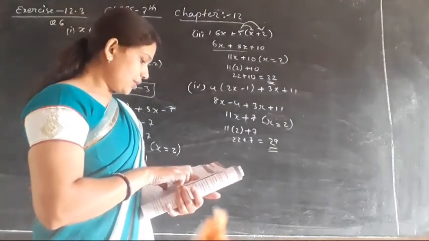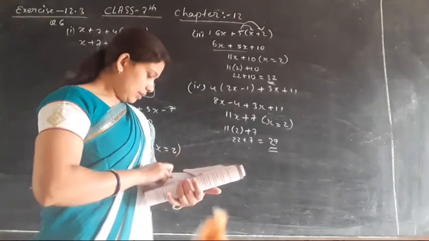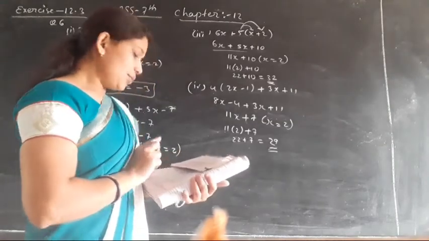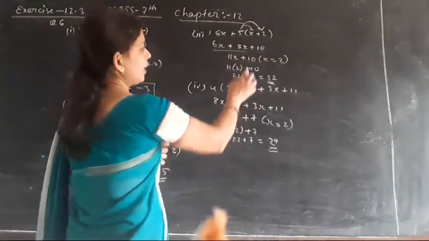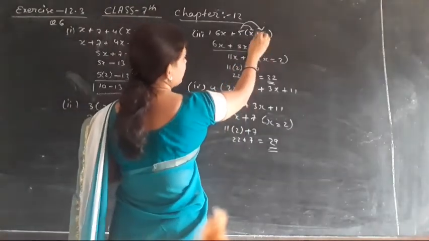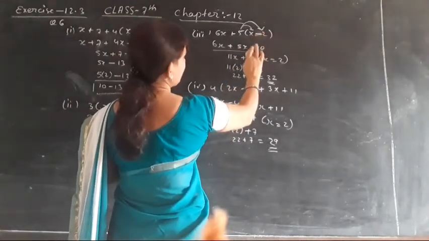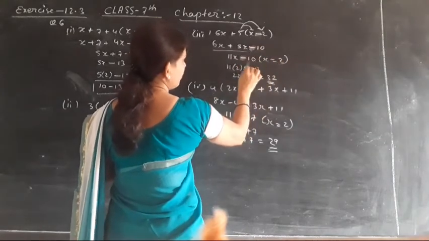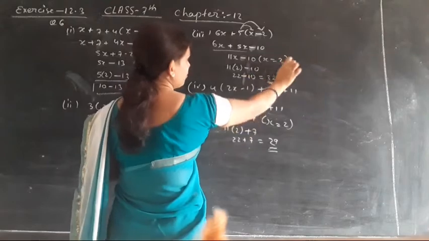Third part of the question. Sixth question, third part we are having. Dear student, here in question number 6, third part, I have written plus, but in the question it is given minus. So it will get changed to minus. So if minus is there, it will become 12.